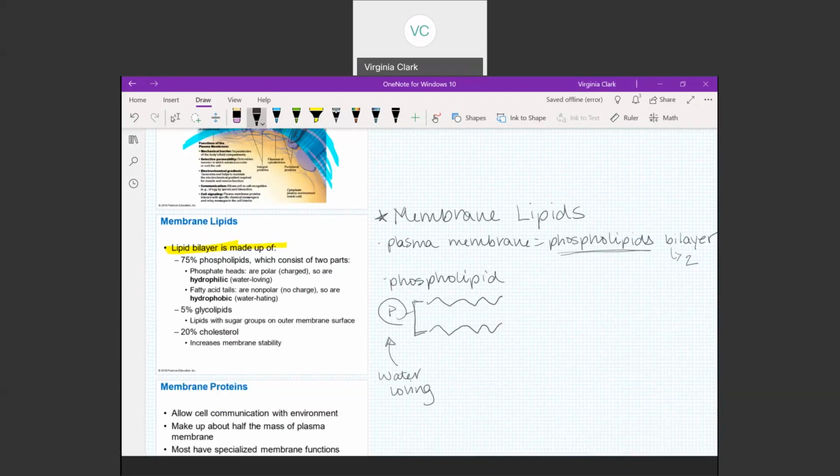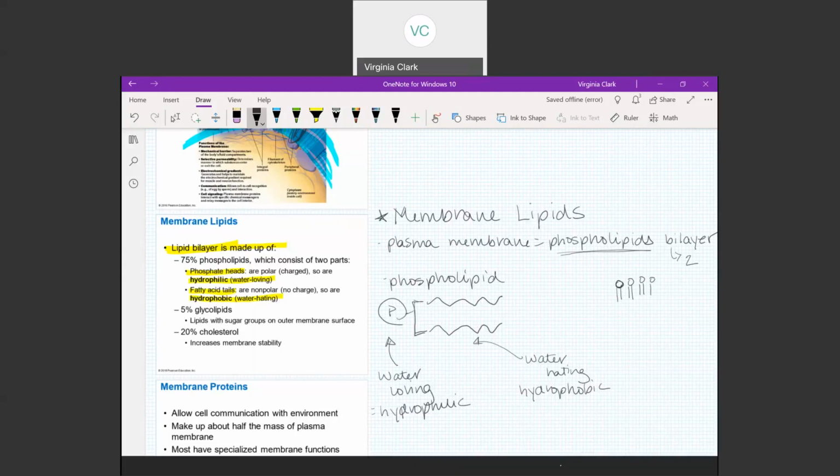It really likes water, which means it is going to be hydrophilic. This tail right here is water hating, so it is called hydrophobic. And this is a bilayer. So what actually happens when you have this phosphate head, which is hydrophilic, and the fatty acid tail, which is called hydrophobic? This is a generic phosphate head and the glycerol tail, the fatty acid tail. So this is going to be a phospholipid.